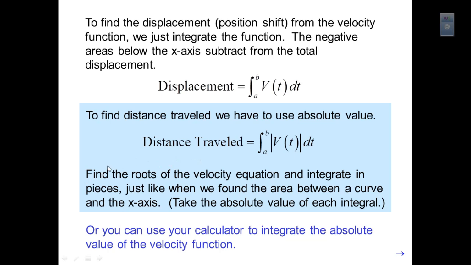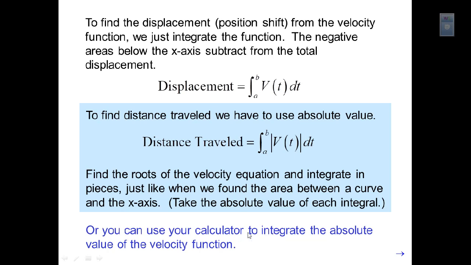All right, now if you have to do a distance traveled one where you're doing the absolute value by hand, what you're going to do is find the roots or the zeros of the velocity equation. In other words, find where it's crossing the x-axis over the time interval you're dealing with, and integrate it in pieces, just like when we found the area between a curve and the x-axis. In other words, you're going to take the absolute value of each integral.